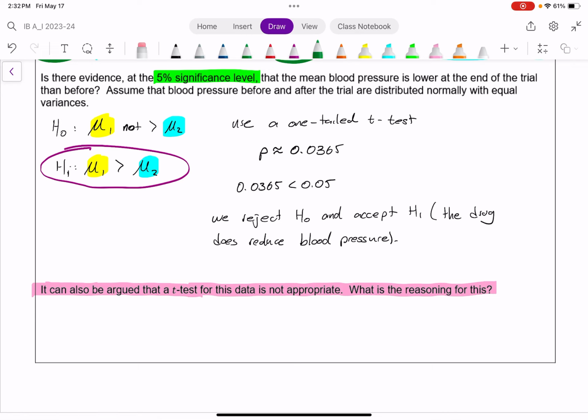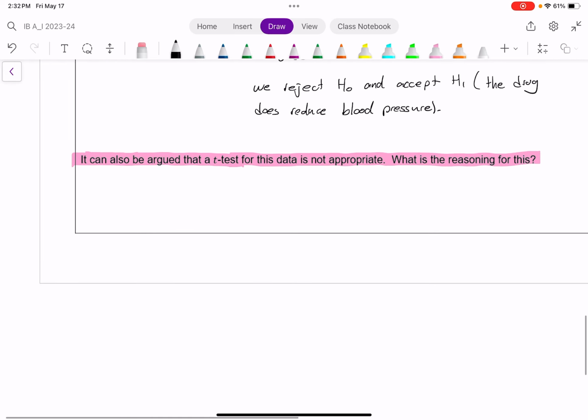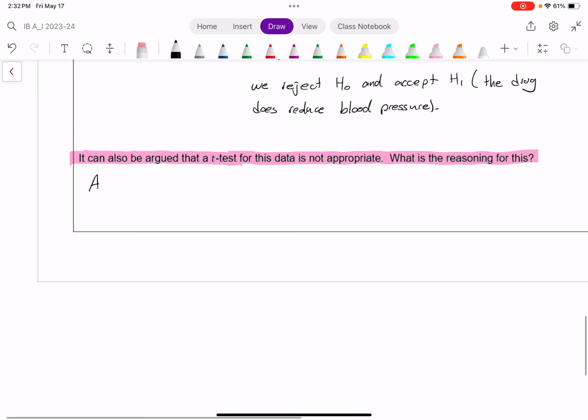We shouldn't really use a t-test for this, not with the way the data was laid out, because my two sets of data were not independent. And so, as I'll write here, a t-test requires that both data sets be independent of one another.